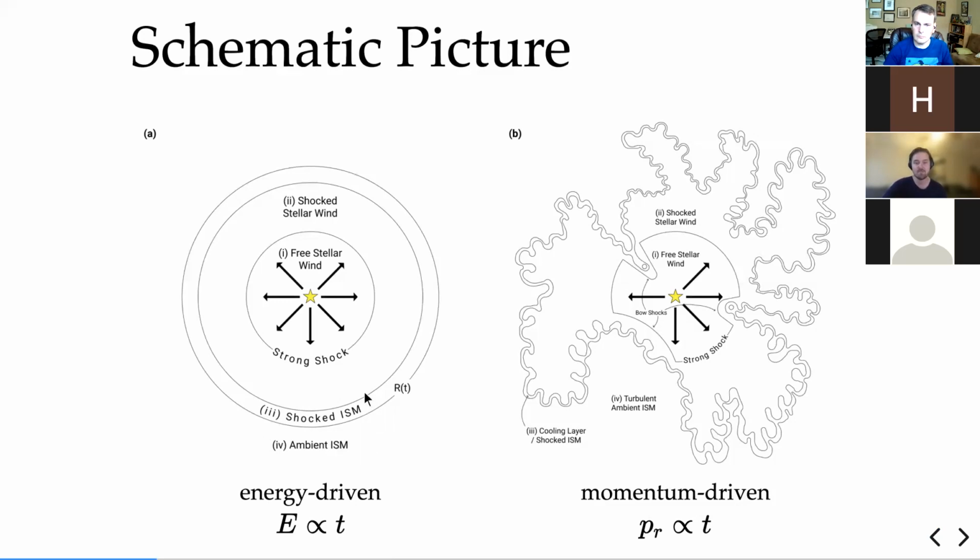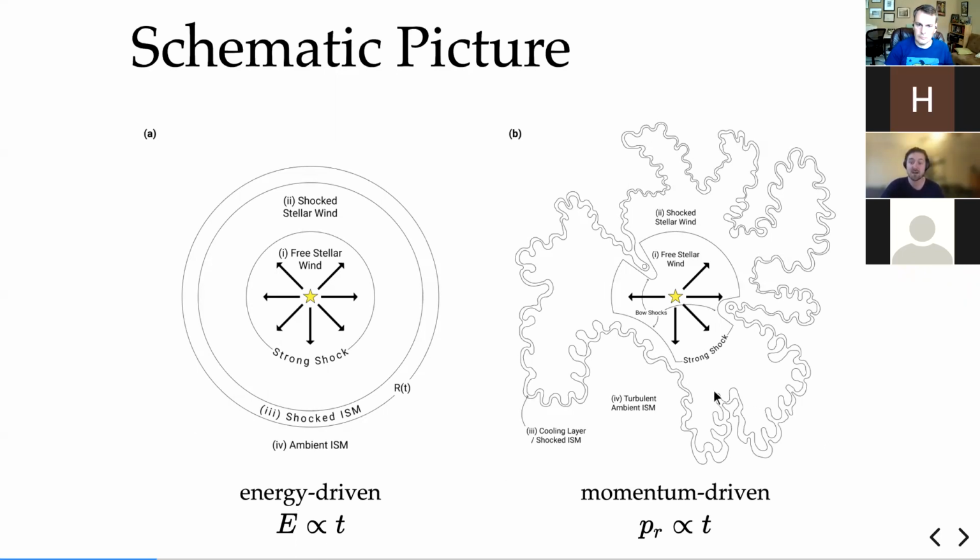And because there's no mixing at this interface, there's no way to remove energy efficiently from the wind interior of the bubble, because it's extremely hot. It doesn't cool very efficiently. And what ends up happening is that the solution is energy driven, meaning that energy builds up linearly in time if you're assuming a constant luminosity wind, which for simplicity is what we're doing in this model.